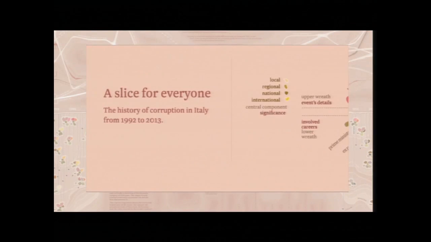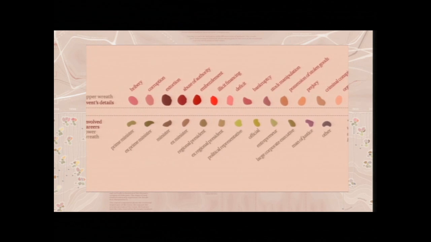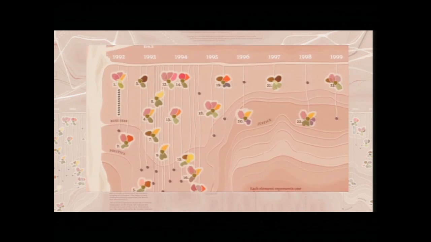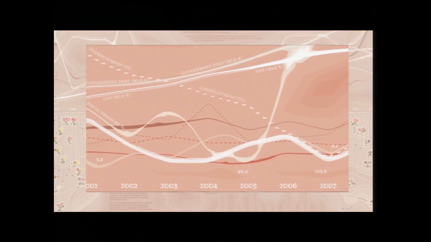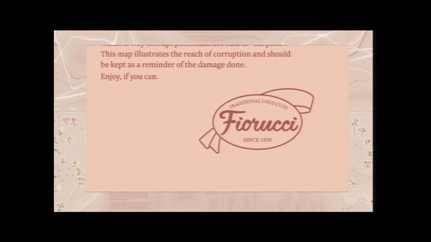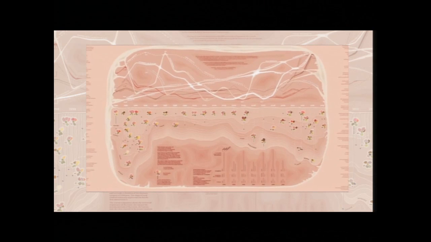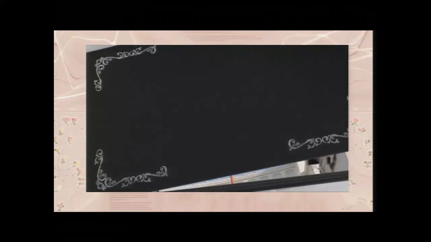What you are seeing here is something rather unique. It's the first scientific study of corruption in Italy. And surprisingly enough, it wasn't promoted by the government or a parliamentary commission. It was commissioned by Fiorucci, an Italian cold cuts brand. But how come? Here's the story.